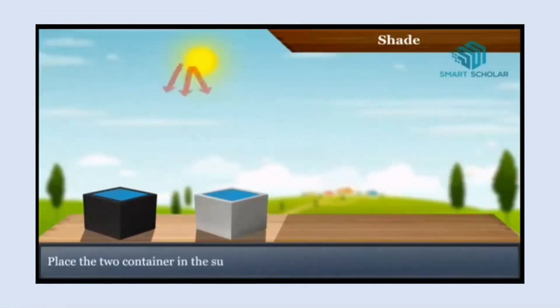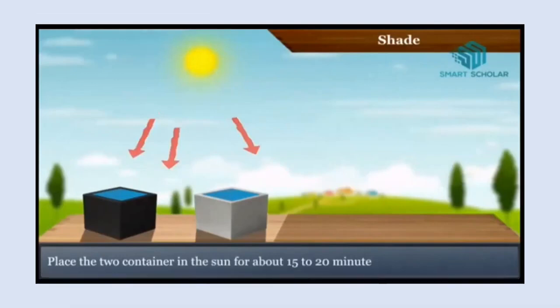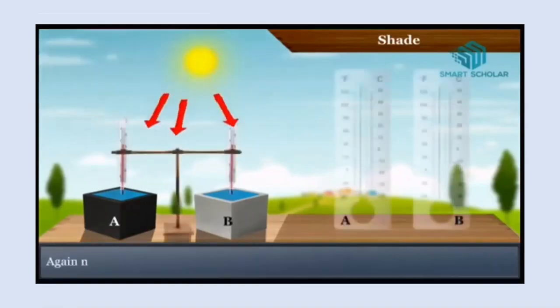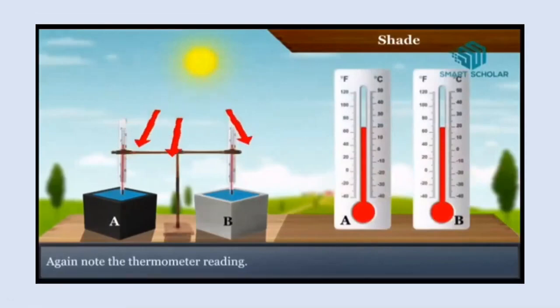Place the two containers in the sun for about 15 to 20 minutes. So now we are placing the two containers in the sun for about 15 to 20 minutes. So we can put it approximately for 1 or 2 hours as well. Okay. But it will give you results in 15 to 20 minutes as well. Again, note the thermometer readings. So again, what are we doing? After keeping it for 15 to 20 minutes in the sun, we are again measuring the temperature of the water.